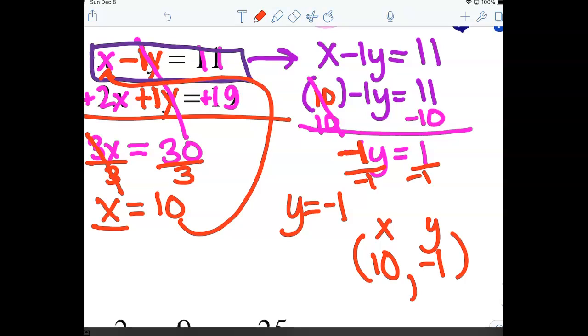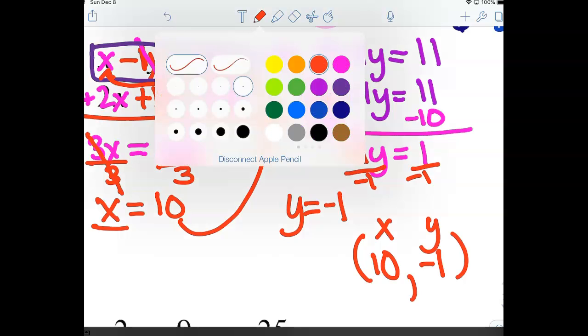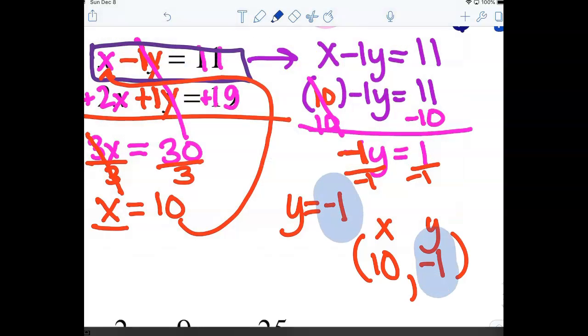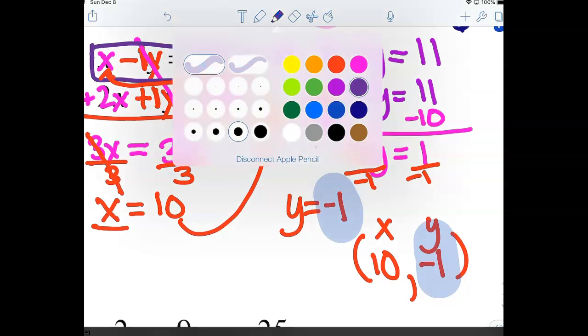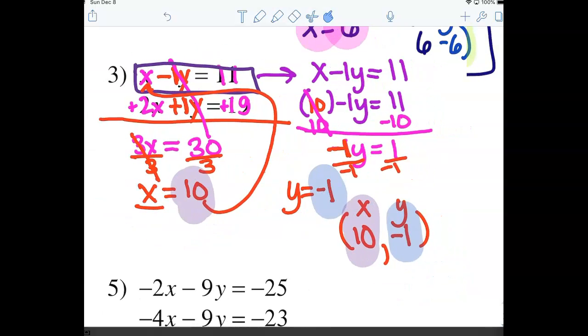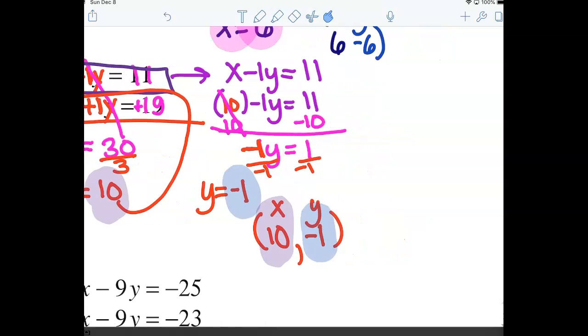la última parte de mi respuesta, and I need to plug that in. So I plug that in right here. The y goes with the y. The x goes with the x. Okay, and that's my answer because it's a point. So I'm still going.